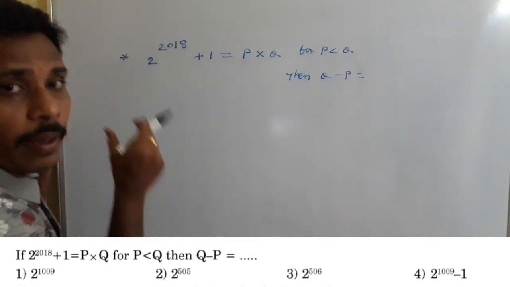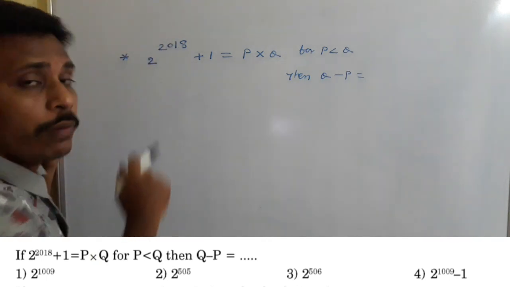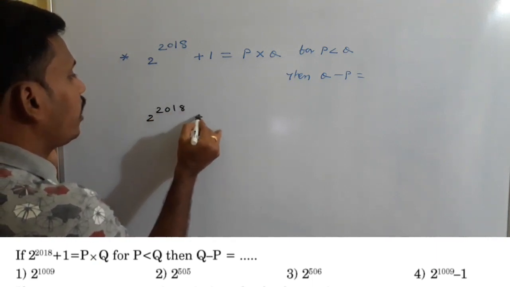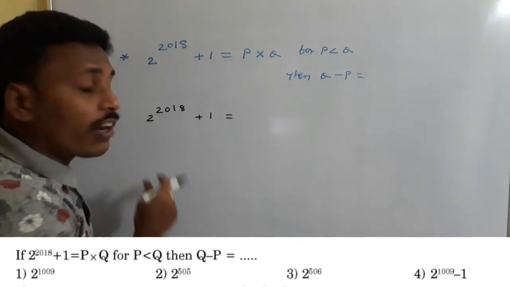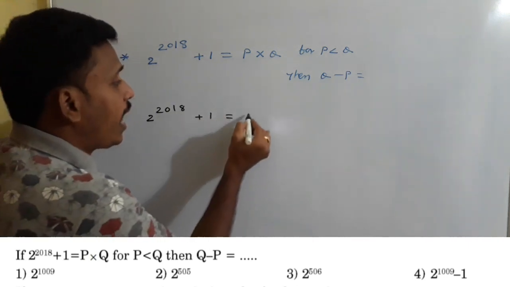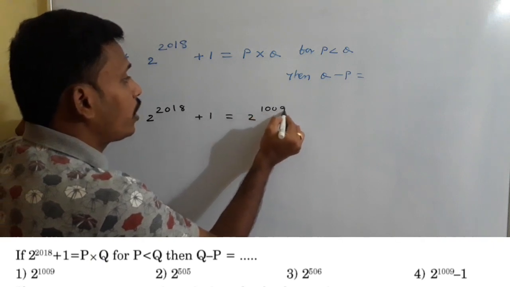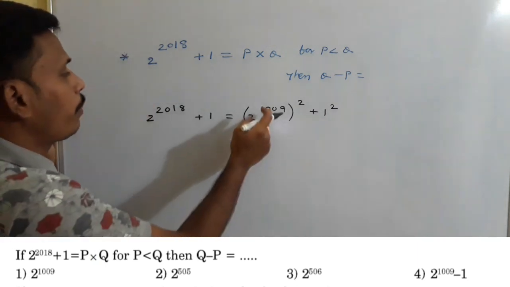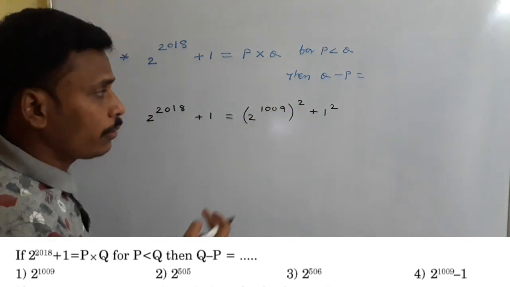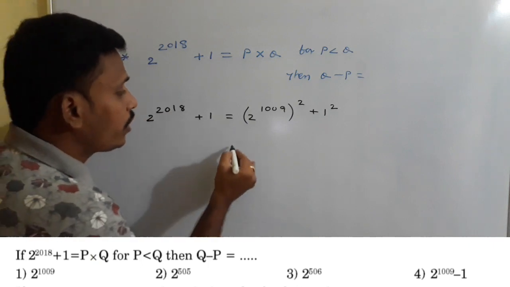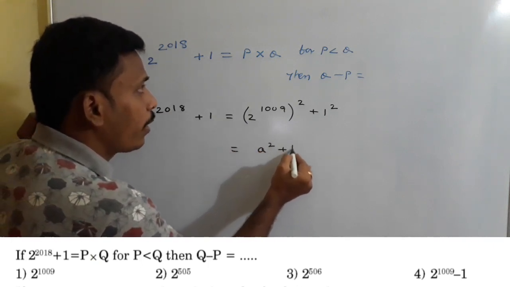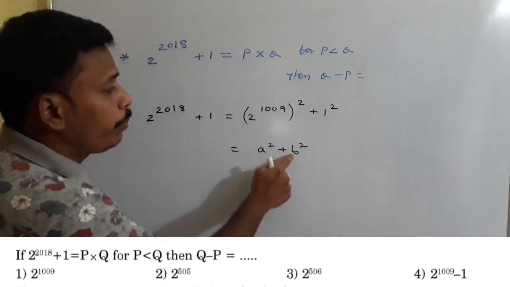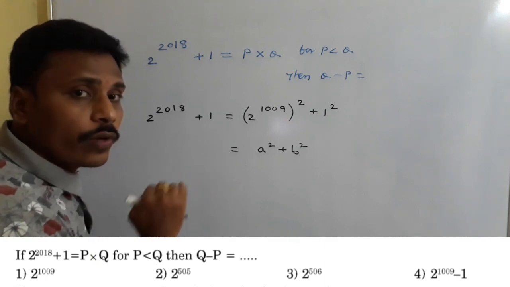So first of all, think about the factorization of this 2 power 2018 plus 1. I am just starting with this 2 power 2018 plus 1. I will write it as (2 power 1009) square plus 1 square. Is there anything wrong? Nothing, because 1009 into 2 is 2018, plus 1 square. Now if you observe, this is of the format a square plus b square. What is a here? A is this 2 power 1009. B is this 1. So it is of the format a square plus b square.